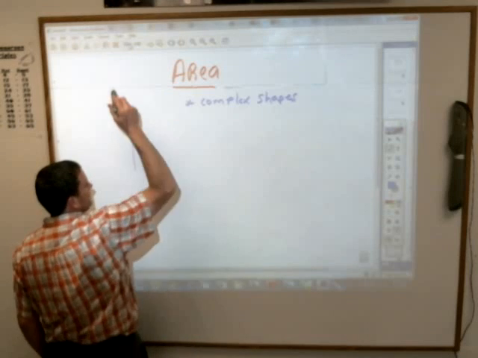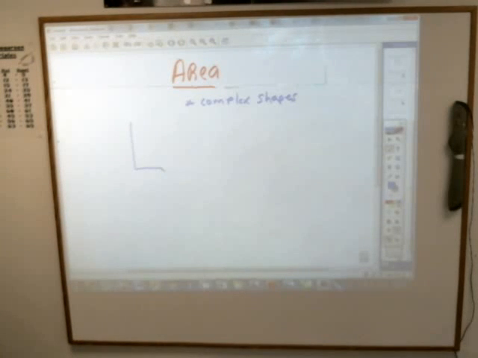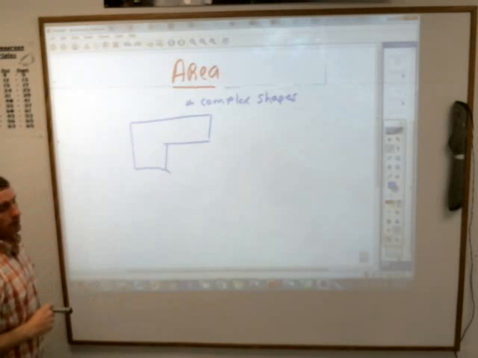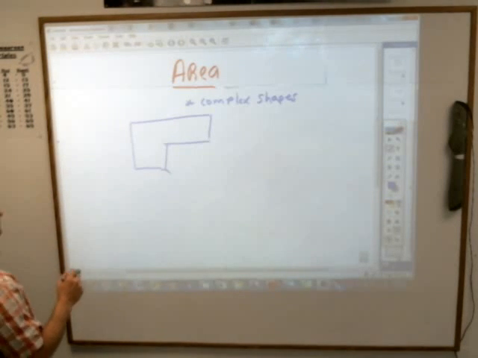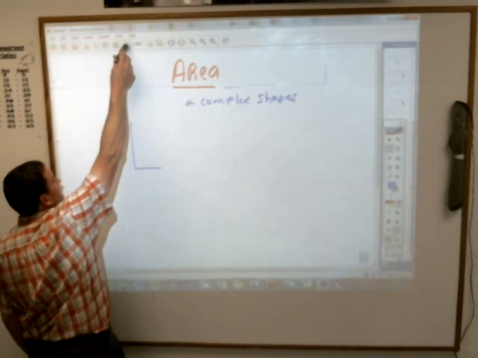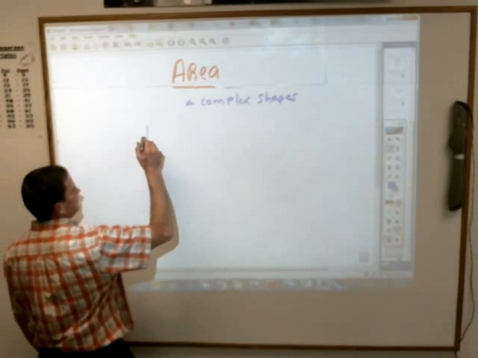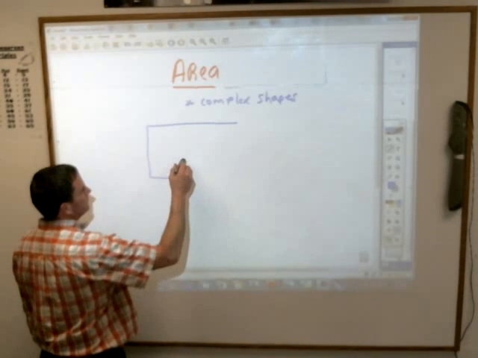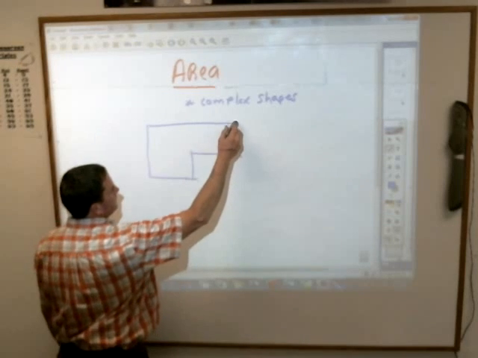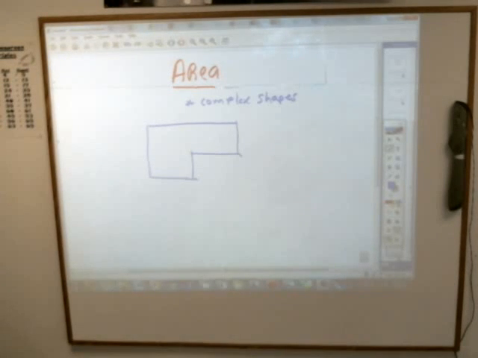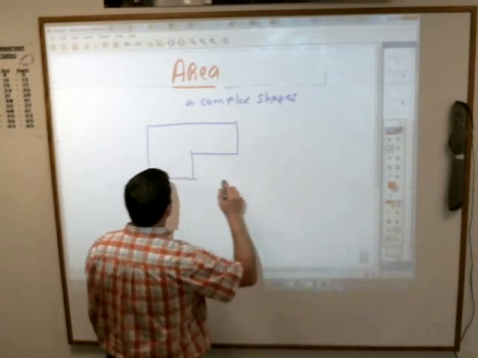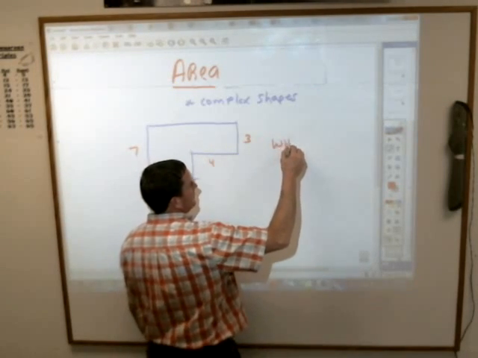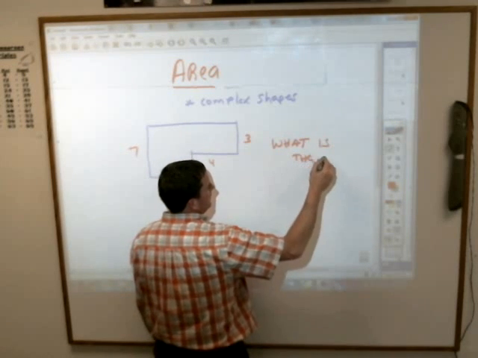Here's one little shape there, and it is 7, 5, 4. And the question is, what is the area?